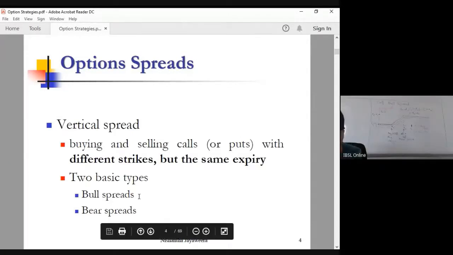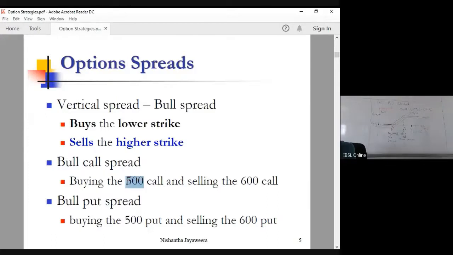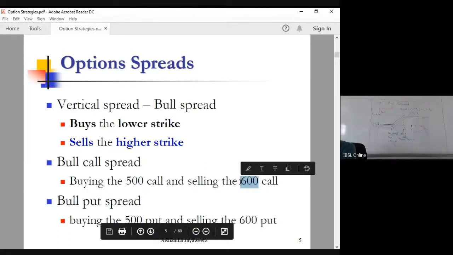So here what we discussed is the bull spread, the bull call spread indeed. So vertical spread, bull spread, buys the lower strike, sells the higher strike. Whether it's a call or put, for vertical spreads, this is the concept. Buy the lower strike and sell the higher strike. So this is an example in a bull call spread. Buy the 500 call and sell the 600 call. What does 500 mean? That is the strike price. Buy a call option with a strike of 500 and sell a call option with a strike price of 600.